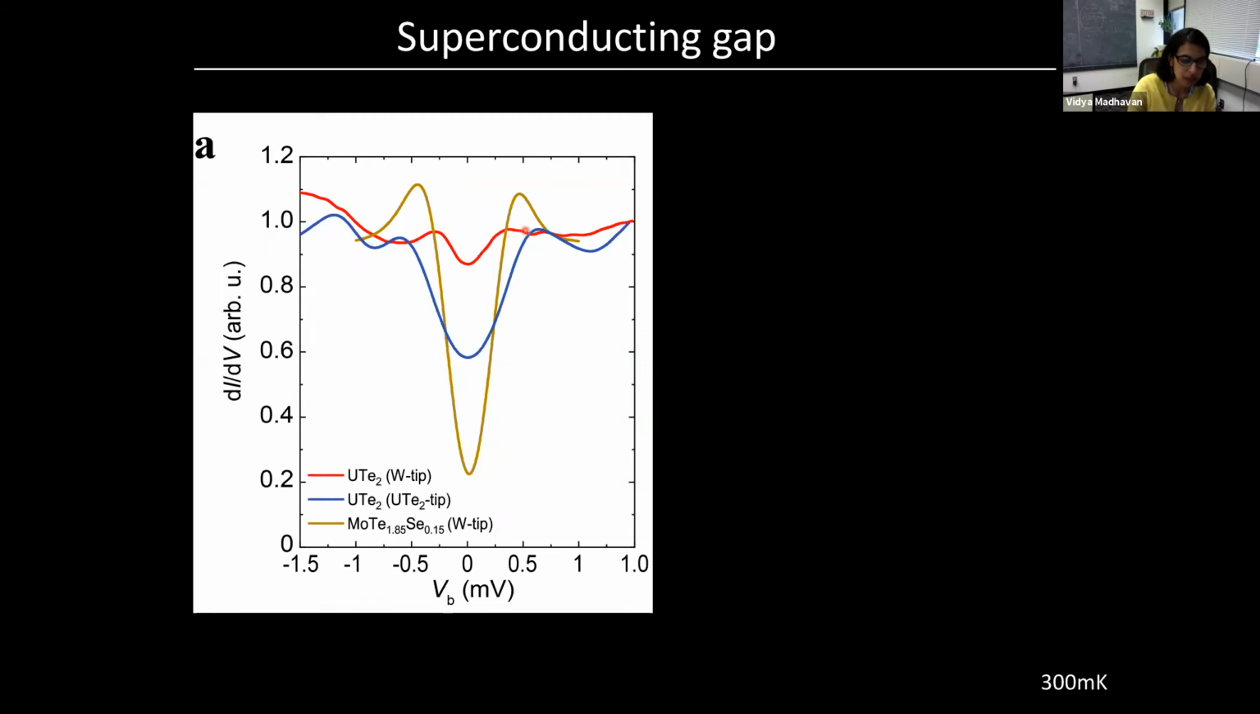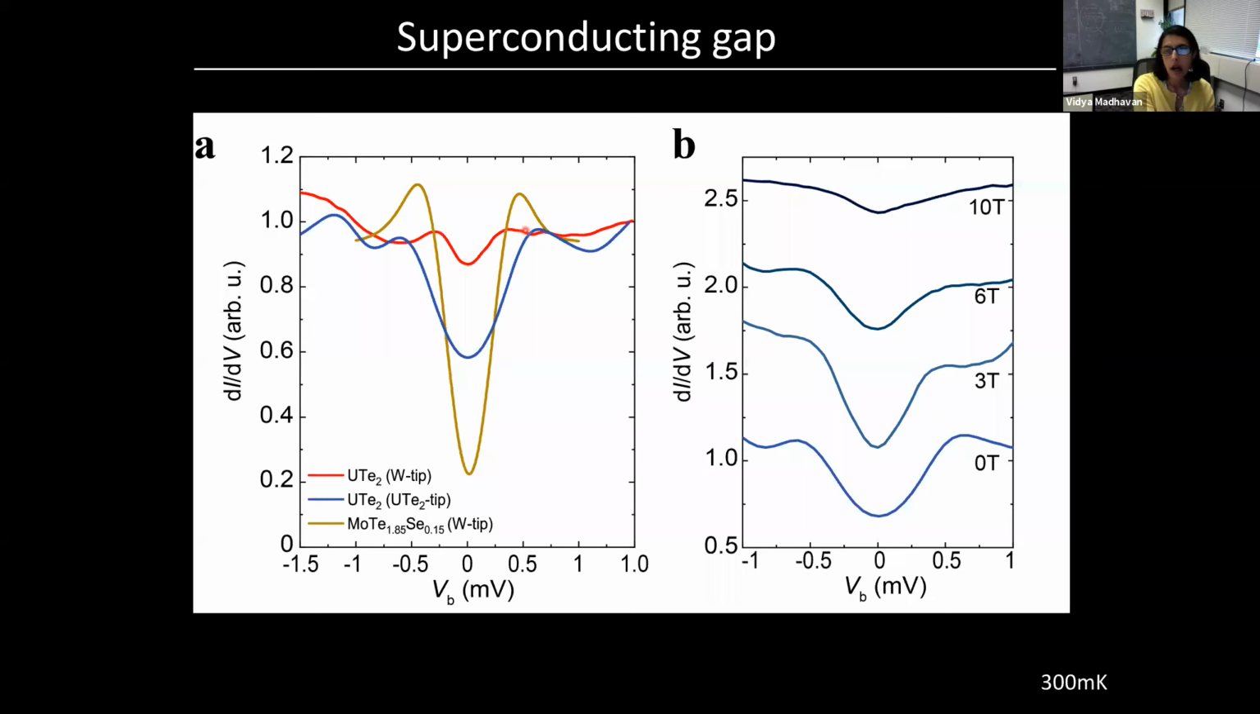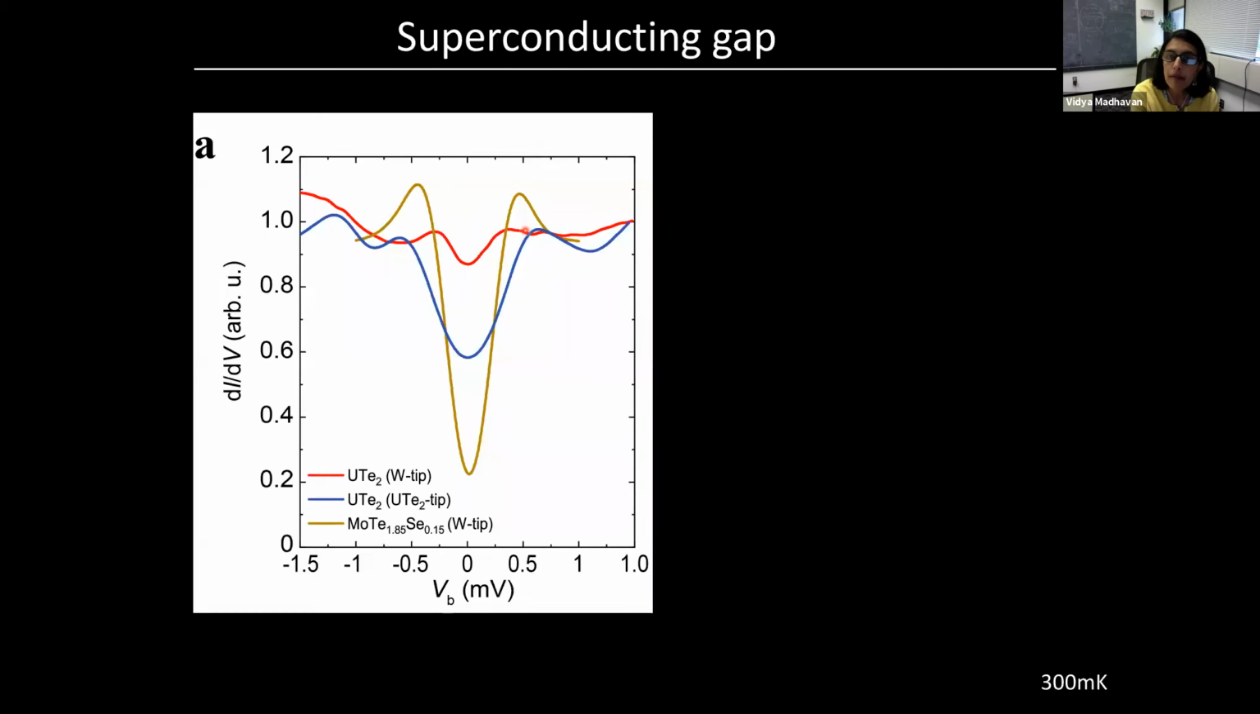So it's extremely shallow. So Vidya, I have a question. What is the temperature for these? What temperature are these done at? 300 millikelvin. Okay, that's the lowest temperature. Okay. Yes.